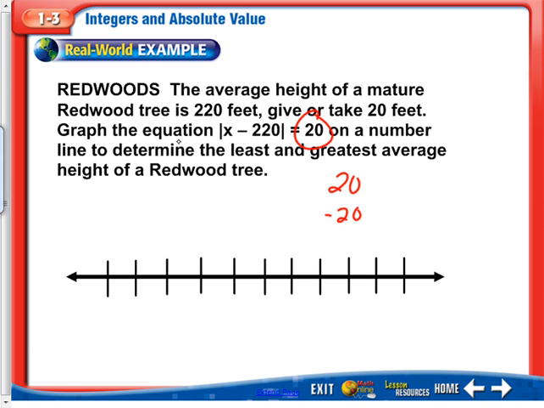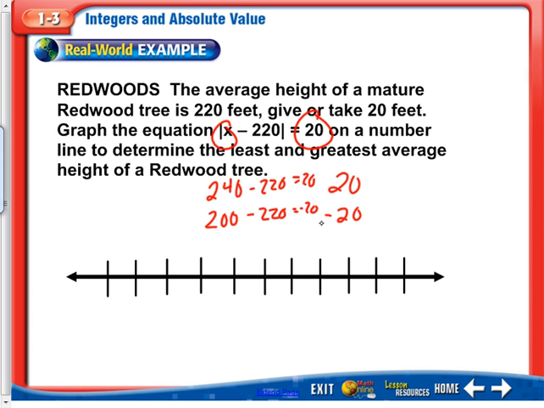Well, let's think about what values for x would give us a positive 20. So what minus 220 would give us 20? Well, that would be 240, right? So 240 minus 220 would give us 20. Okay, now what would actually give us negative 20? Well, then it would have to be 20 less. So it could actually be 200 minus 220, and that would be negative 20. And then once I take the absolute value, of course, I'm going to get positive 20.